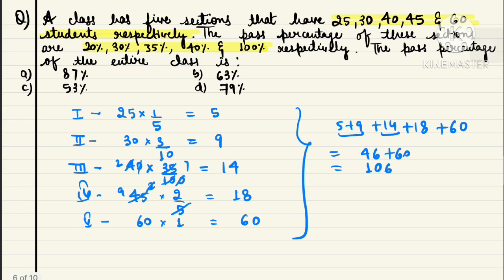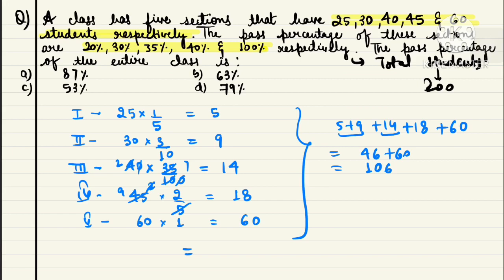Now what will be the pass percent of the entire class? The total number of students is not given here. It's missing. Okay, let's take the total number of students as 200. I just missed it.